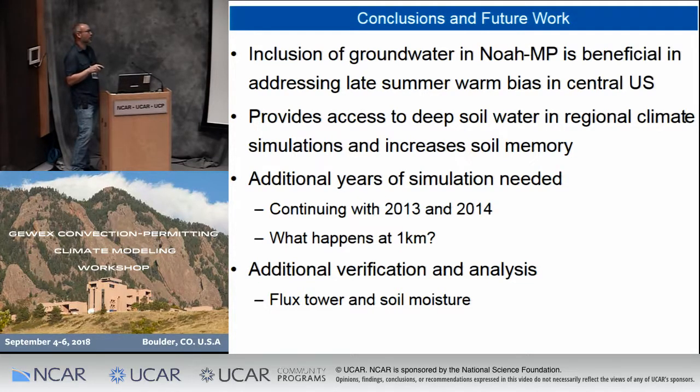We're currently doing additional years of simulations here. We're focusing on 2012, 13, and 14 because they are a dry, normal and wet year over this region. And we're also adding in some 1-kilometer simulations. So at what point does this scale dependence disappear, or do we start freezing everything in the central U.S. when you start increasing the effect? Also, I didn't show a lot of why for these last simulations, primarily because we need to do some more verification and analysis, especially for flux towers and some soil moisture. So that's it.